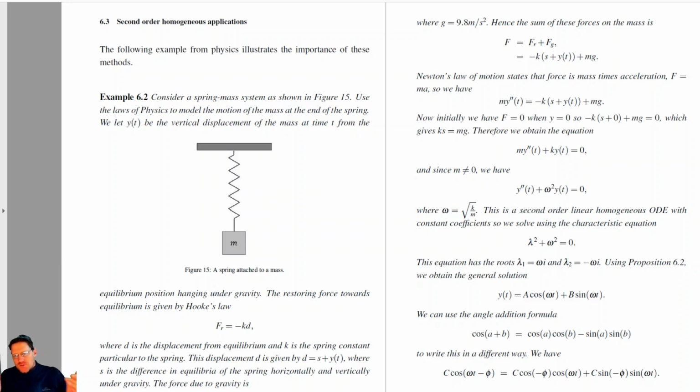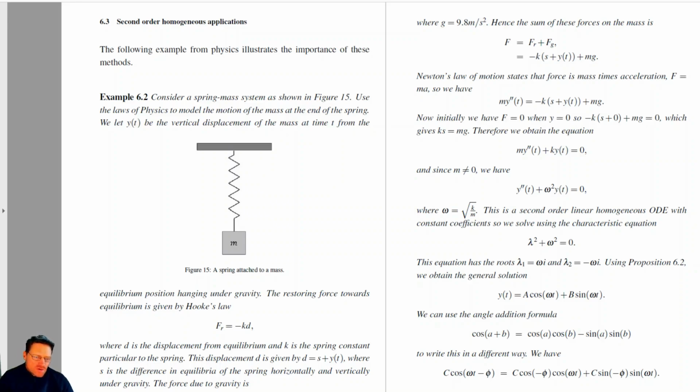So really we've got two equilibriums here. We've got the equilibrium of the spring itself when the spring is horizontal, because the spring will want to stay naturally in one position. And then we have another equilibrium that is due to gravity, because it gets pulled down by gravity to find a new equilibrium when it's vertical.